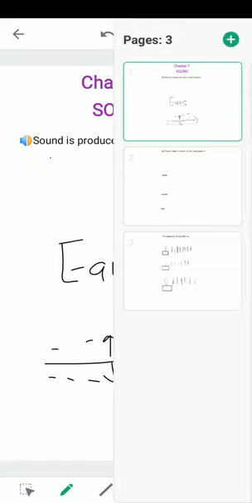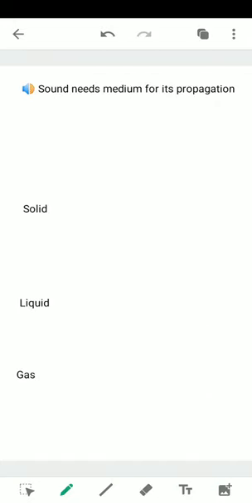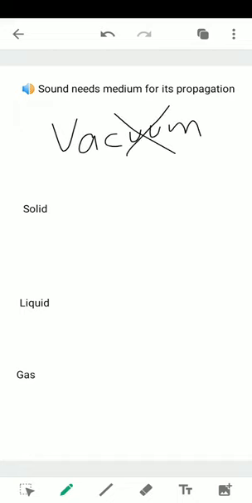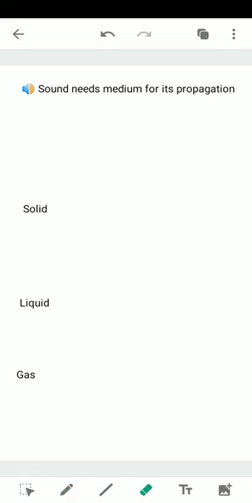Now let us move ahead to the next topic. As you can see, I have written: sound needs a medium for its propagation. Remember, sound cannot travel in vacuum. This is the main reason why we cannot hear any sound when we are traveling to the moon or in space, because there is no air or medium for the propagation of sound.